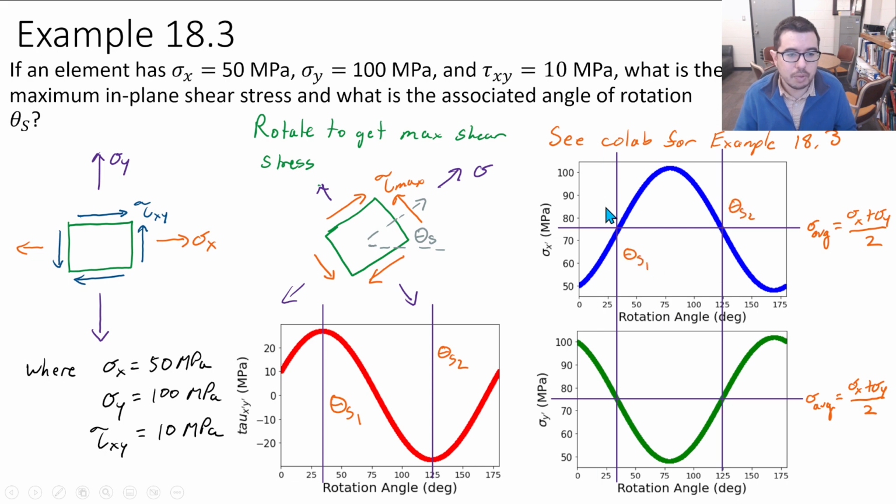And we say, okay, where do we cross these lines? Or where do we cross the sigma average lines? Right here. And we can say those also correspond to a sigma S1 and a sigma S2. So now we've got maximum shear stresses, minimum shear stresses. We've got corresponding normal stresses.